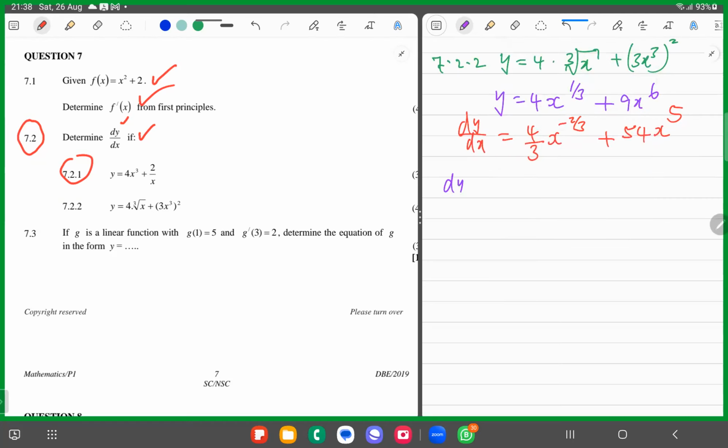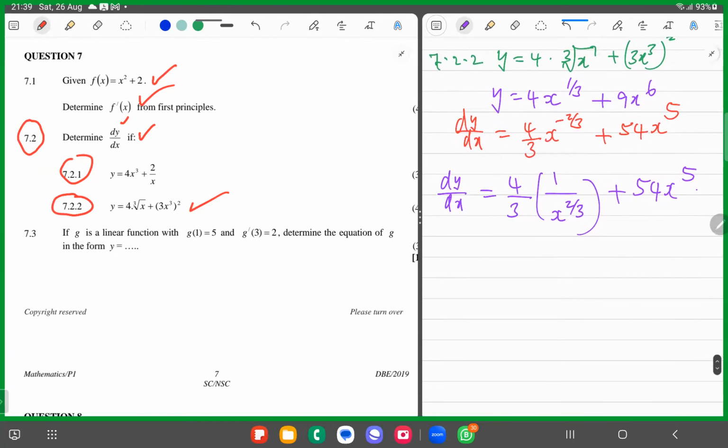So which means dy/dx, we can write like this, but we can write it with positive indices. So this one you can write as 4 over 3 times the cube root of x squared, plus 54x to the power 5. Okay, so we have done 7.2.2, and that is the result there.